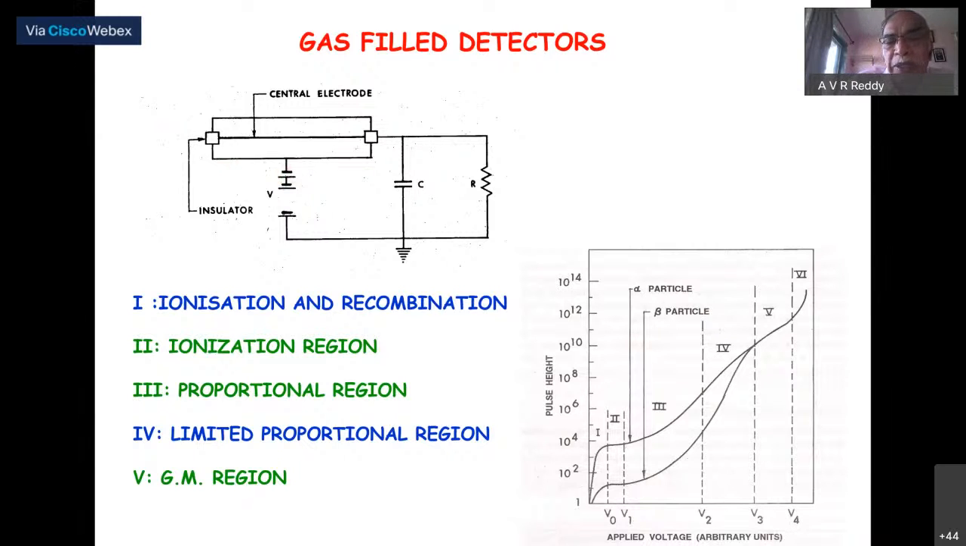So what happens is, if the voltage is 0, you don't see anything here. What is the y-axis? Pulse height. Pulse height means number of ion pairs, essentially number of electrons, in this arrangement. So if the voltage is 0, we will not get any signal.